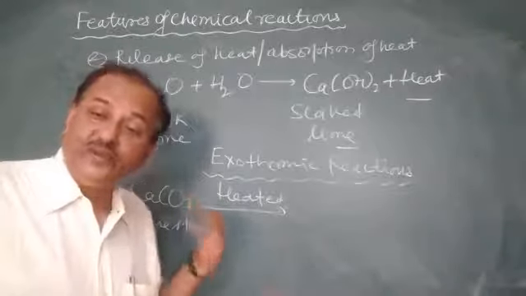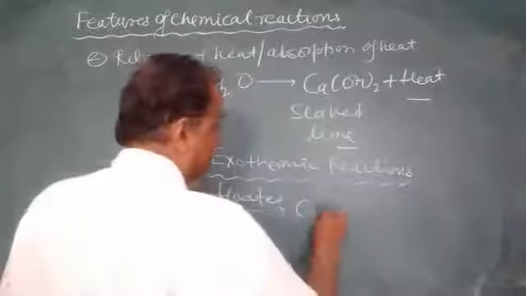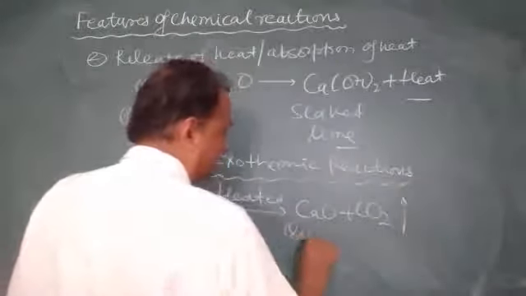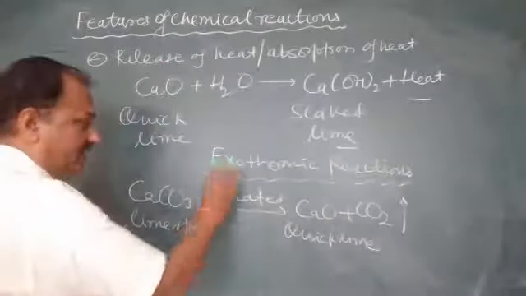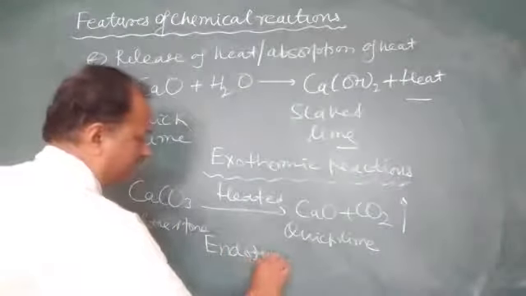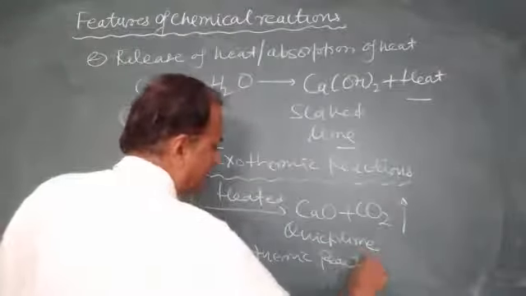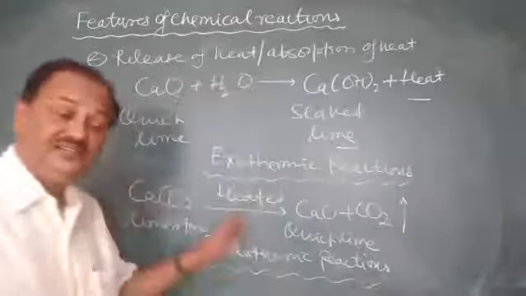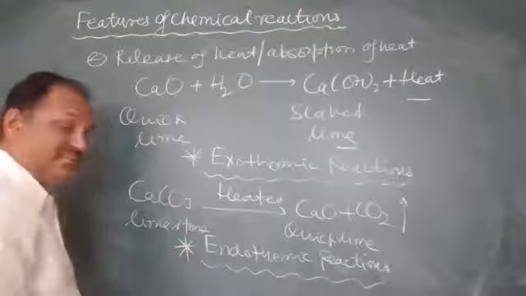Limestone cannot be converted on its own into quicklime. So CaO plus CO2 gas is released. This reaction is said to be endothermic. These are called endothermic reactions. So children, exothermic and endothermic is the second point.